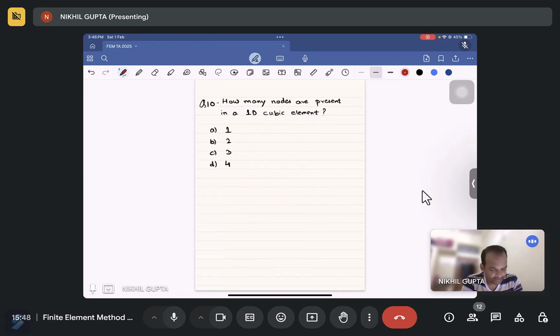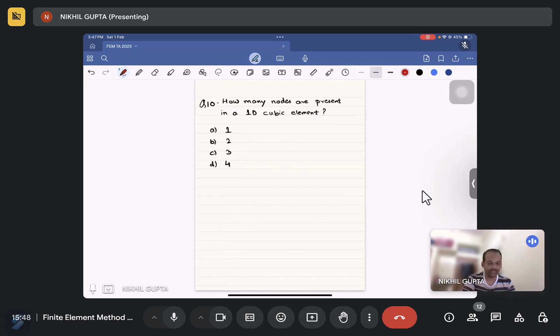So how many nodes are present in a 1D cubic element? This is the concept which I talked about in the last few questions. Just tell me. 1D cubic element. Sir, it's 3. Sir, it is one dimension, so it will be represented by one, no? Cubic, yes. Quadratic is 3. So cubic is 4.